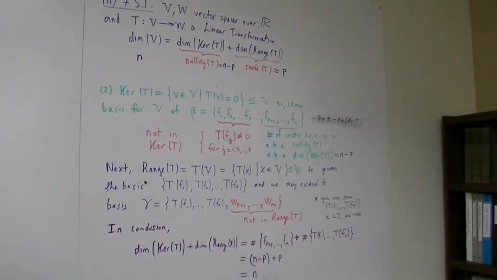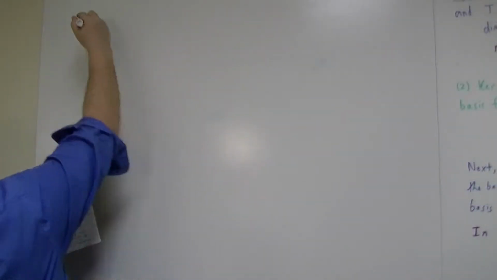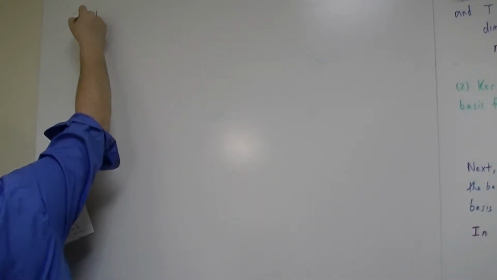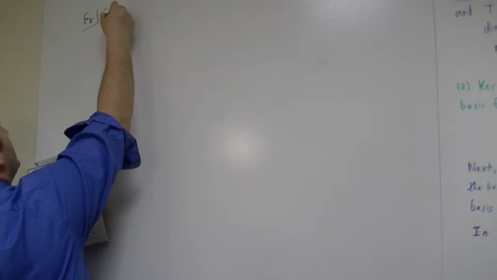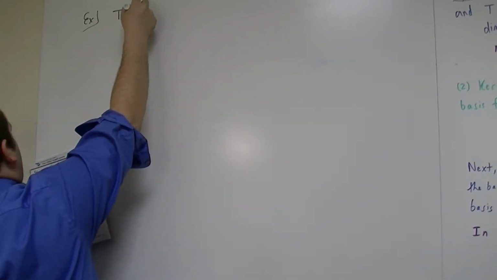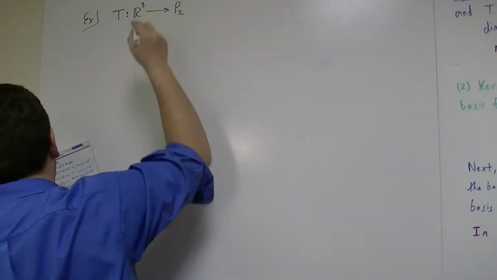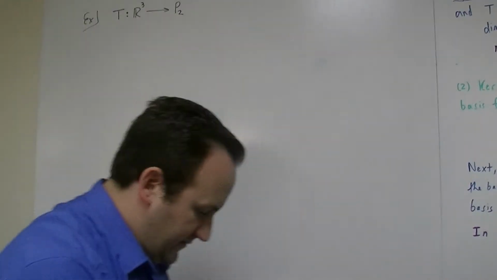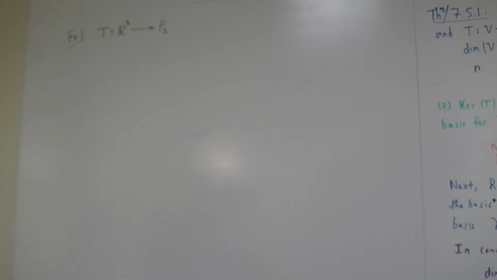So here's the example. What I want to do is find the bases beta and gamma, like I just talked about in the theorem, for this linear transformation. I'm going to look at T going from R3 to P2. I won't burden us with an example which is too horribly complicated, so I think this is a good example.